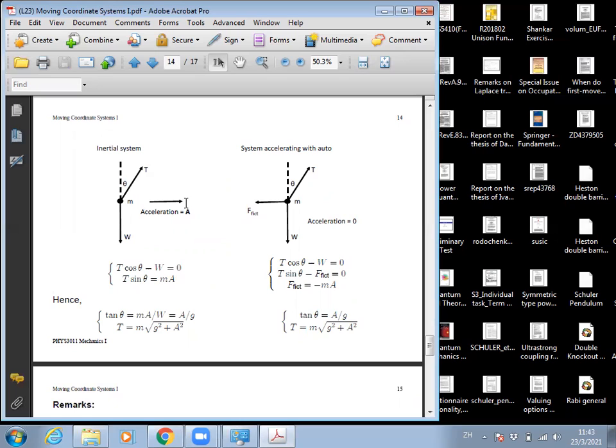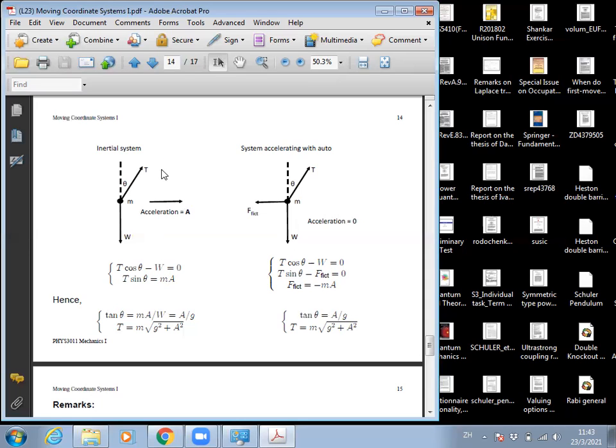So we apply Newton's second law. In the horizontal direction, we have tension sine theta. This is the horizontal component of the force acting on the mass. This will impart a uniform acceleration A on the mass. So it is equal to ma, F equal to ma.